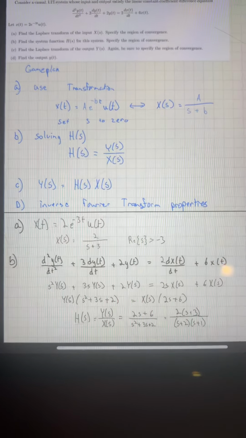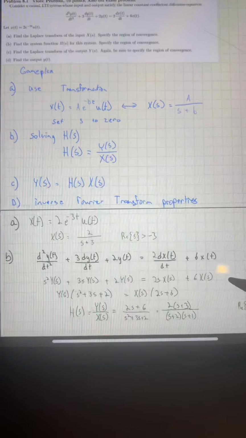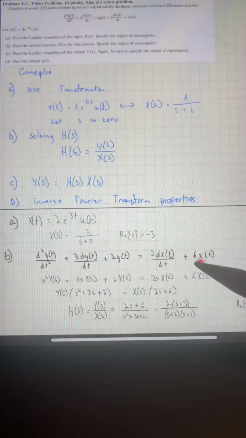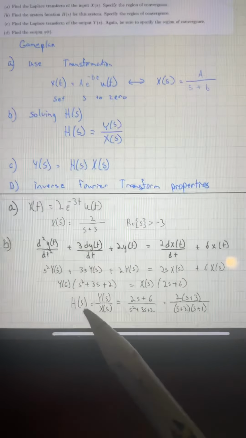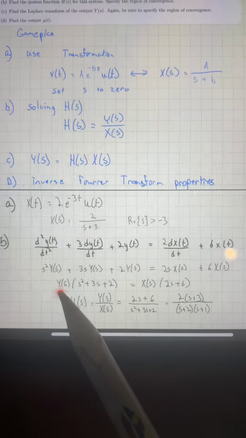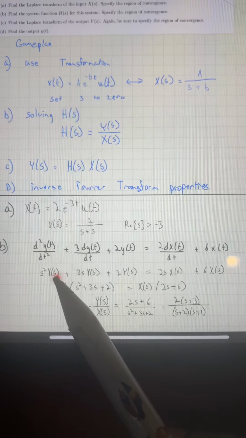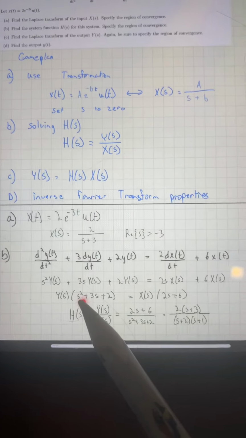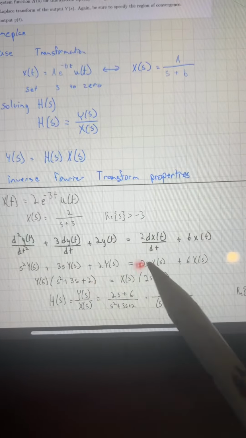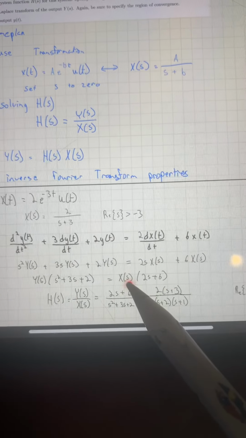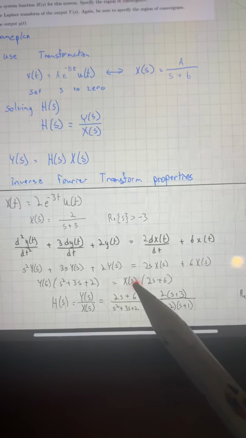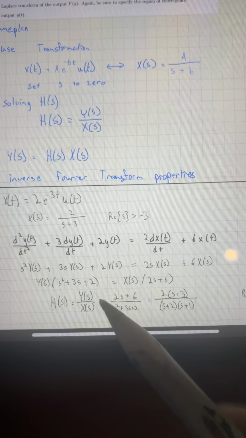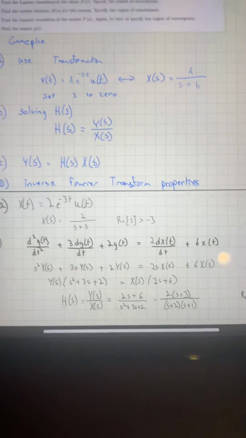For the system function, we have our differential equation, and all we're going to be doing is solving for h of s, which I have done right here, where we take out our y sub s, so that way we have s squared plus 3s plus 2, and then we have our x of s on the right side. And all we're going to do is just divide x of s on each side and just switch this over, so that way we can have our system function.